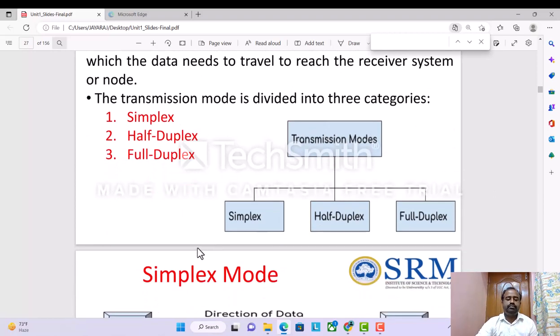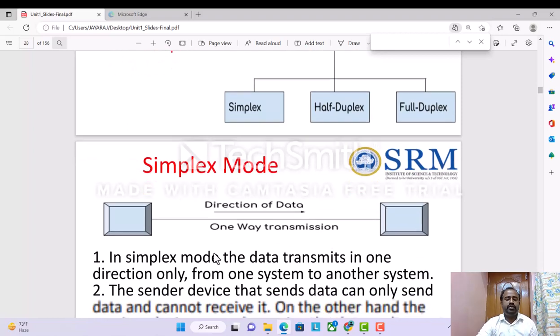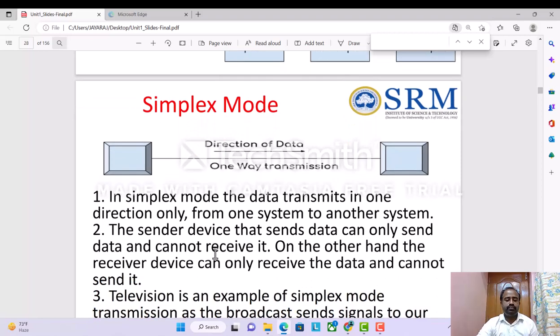First we start with simplex. The direction of data is very important. One way communication. Which means in simplex the data will be transmitted in one direction only, from one system to another system. The sender device sends the data and cannot receive it. On the other hand, the receiver will receive the data and cannot send it. It is a one-way communication. The sender can only send the data and the receiver can only receive the data.